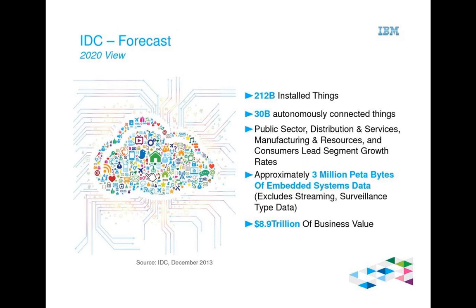In that context, IDC forecasts that by 2040, there are going to be 212 billion installed devices. I can't even imagine what a billion is. So it's 212 billion, with 30 billion autonomously connected devices. And most of the opportunity is going to come in public sector, distribution and services, manufacturing and resources, and consumer areas. Approximately 3 million petabytes of embedded system data. I can't comprehend what a billion is. It's very difficult for me to comprehend what a petabyte is, but it seems to be a very big amount. And then finally, $8.9 trillion of business value.